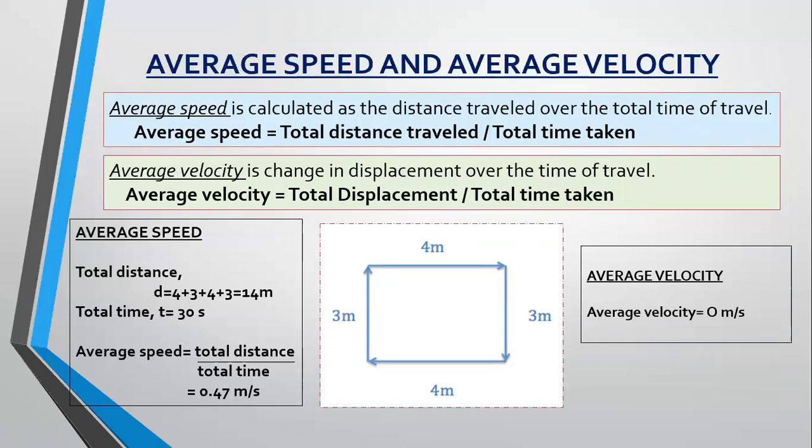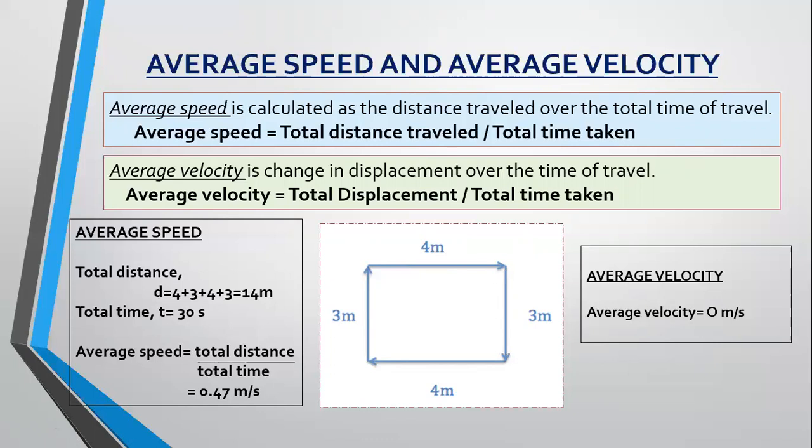Consider you're walking around a rectangular path. Again, you walk 3 meters towards north, then 4 towards east, then 3 meters towards south, then 4 meters towards west. The time taken for this walk is, let's say, 30 seconds.